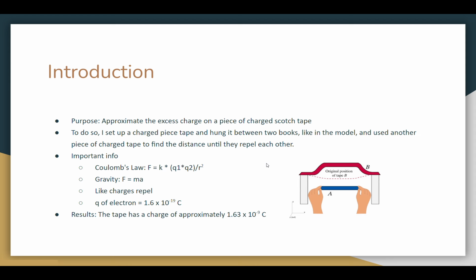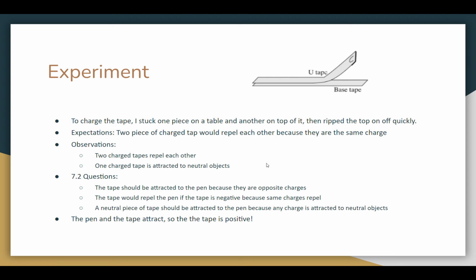In the end, the result was the charge was approximately 1.63 times 10 to the negative 9 coulombs. To figure that out, we have to figure out first what the charge of the tape was. I set up this model, ripped off the tape very quickly, which charges that top piece of tape. I was expecting that if I brought two pieces of charged tape together, they would repel each other, and that did in fact happen because they are the same charge. I also brought that piece of tape up to a neutral object, and it attracted.